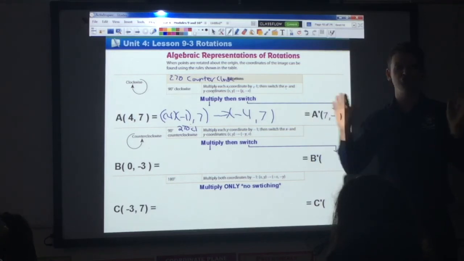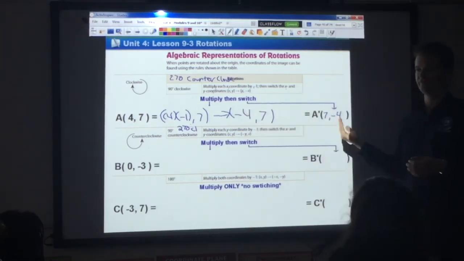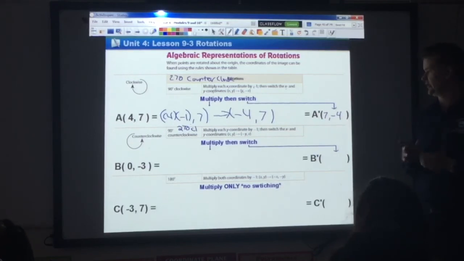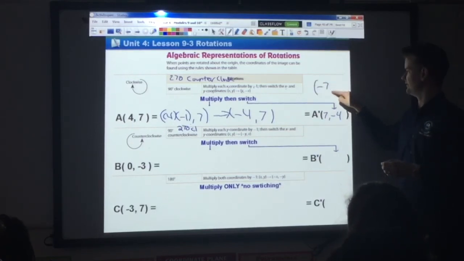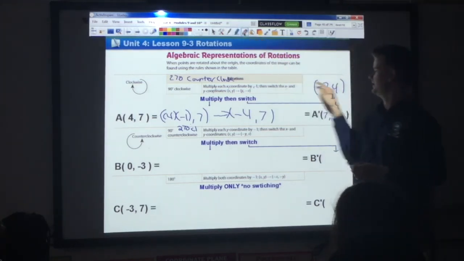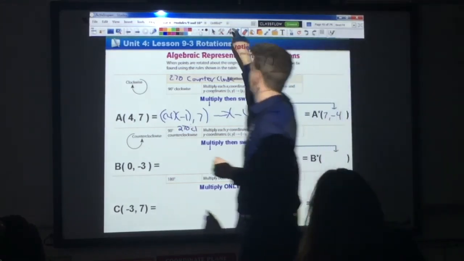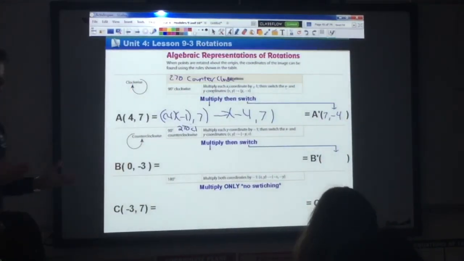Once you do the multiplication, do not do this out of sequence. Once you do the multiplication, then you flip. If you do this out of sequence, you're going to end up with this, -7, comma, 4. Is that correct? No. If you flip first, then multiply, it'll be wrong. So you multiply, then flip, or then switch, whatever vocab word works right for you. Okay, so that's 90 degrees clockwise.